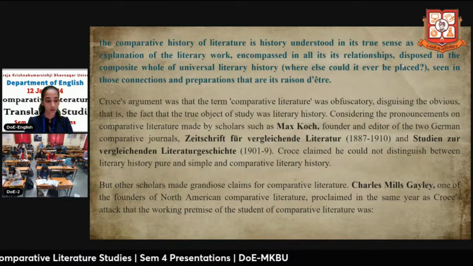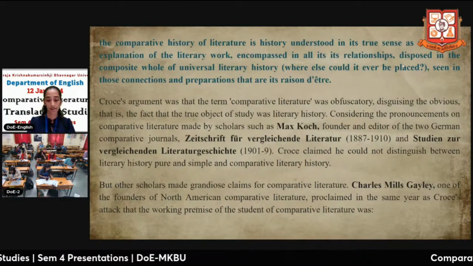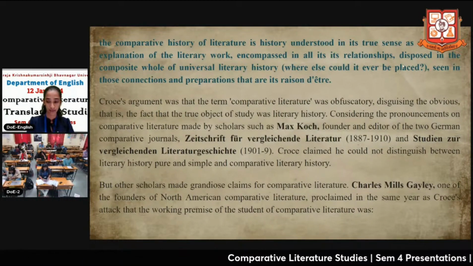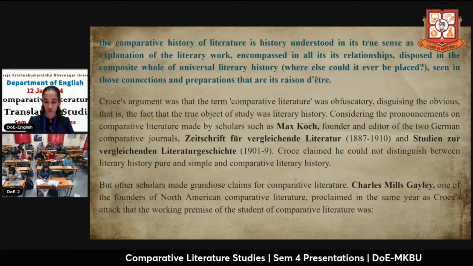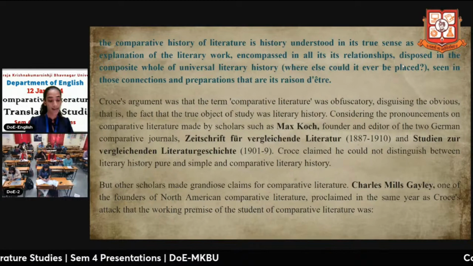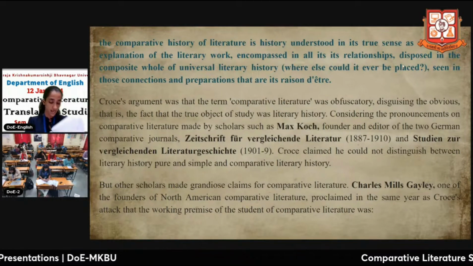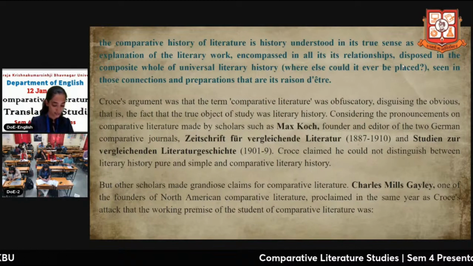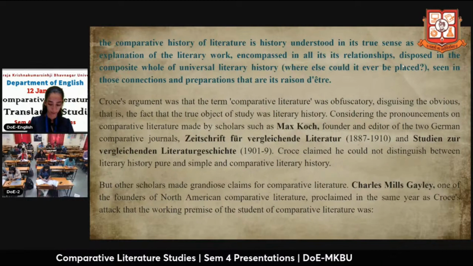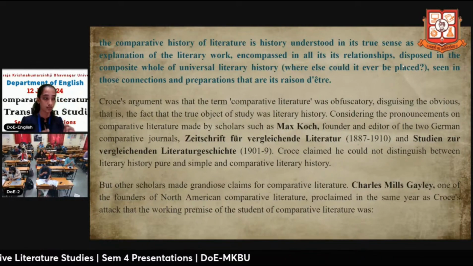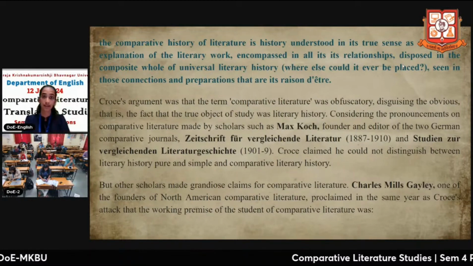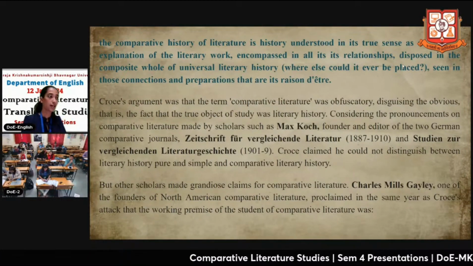Considering the pronouncements of comparative literature made by scholars such as Max Koch, founder and editor of the two German comparative journals, Benedetto Croce claimed that he could not distinguish between literary history pure and simple and comparative literary history. So basically, Benedetto Croce is a scholar from 1903, and according to him, he argued that comparative literature was not a separate discipline, and the object of study should be literary history rather than comparative literature.